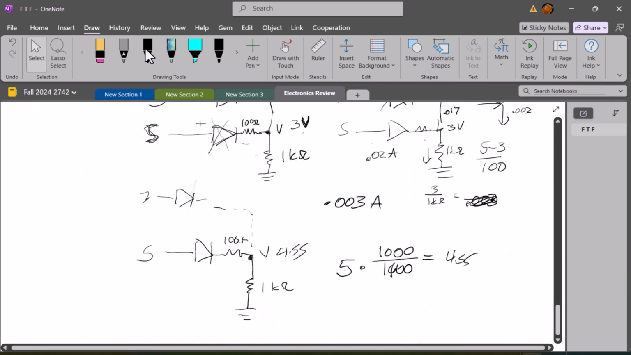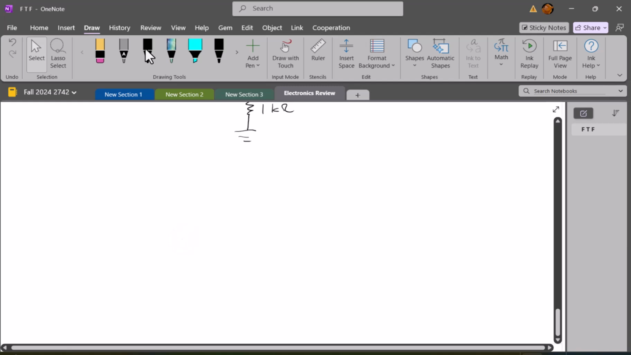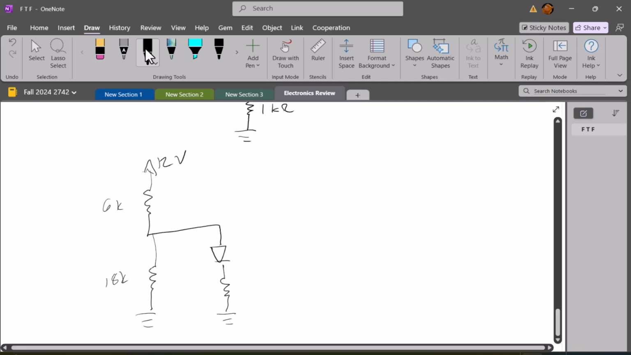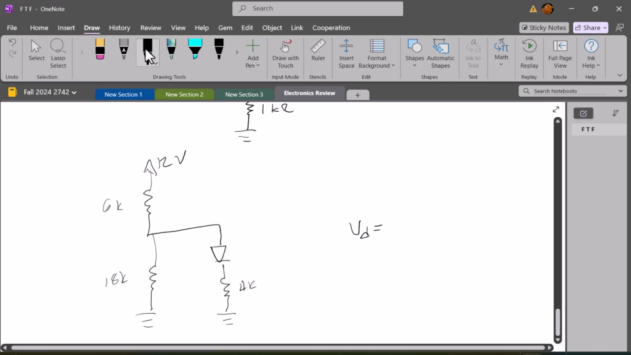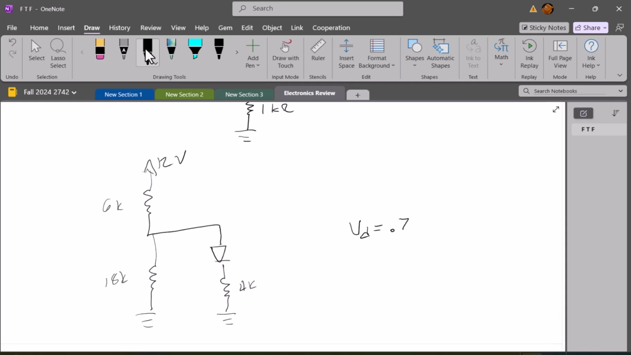So now I'm going to go back to the one that I was doing before, and we're going to do it with a constant voltage drop. And with a constant voltage drop, are y'all using 0.7? Yes. Okay. So VD is 0.7, and so you're assuming a voltage drop of 0.7 across the diode.